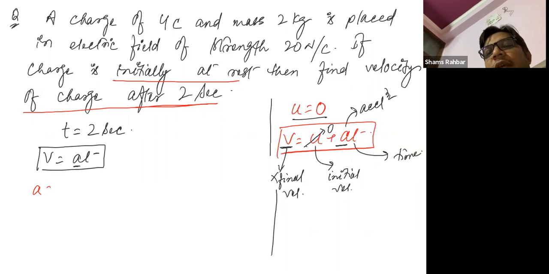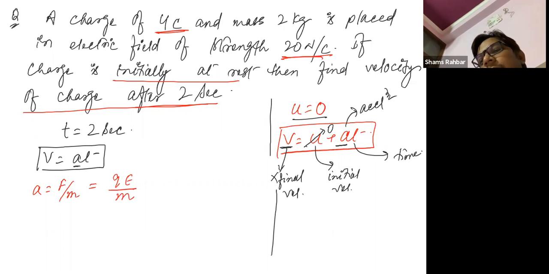What did I say just now? A is equal to force upon mass. But how will you find the value of force? The force can be written as QE in this case, because this is a charge kept in an electric field. So we can write it as QE divided by M. Is it correct? Does anyone have any doubt? No, sir.